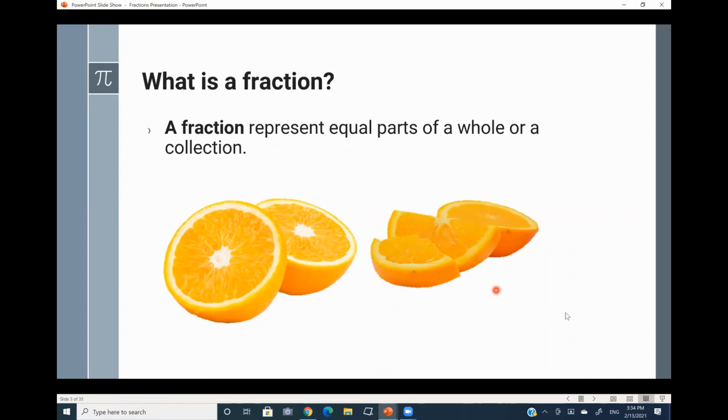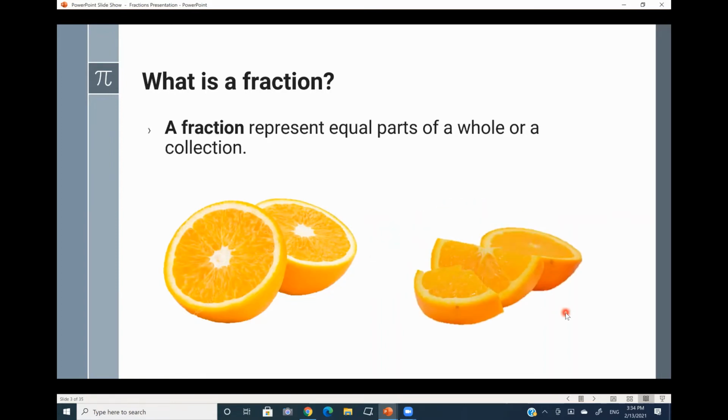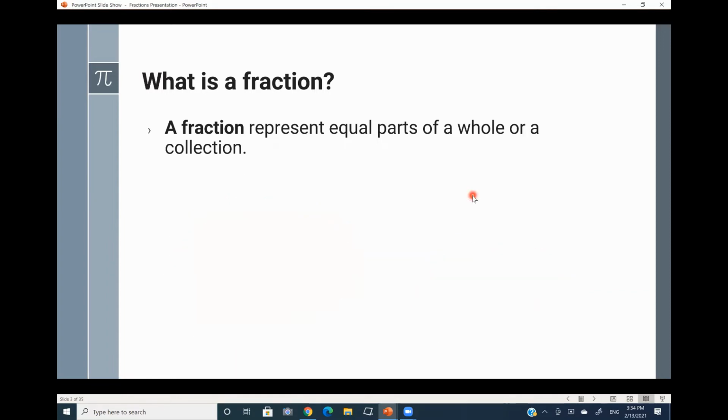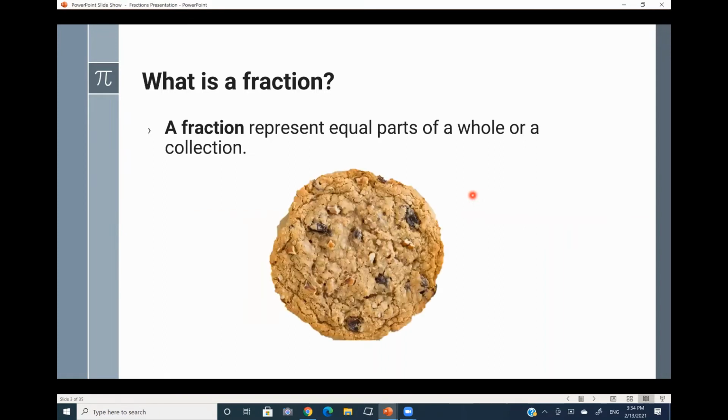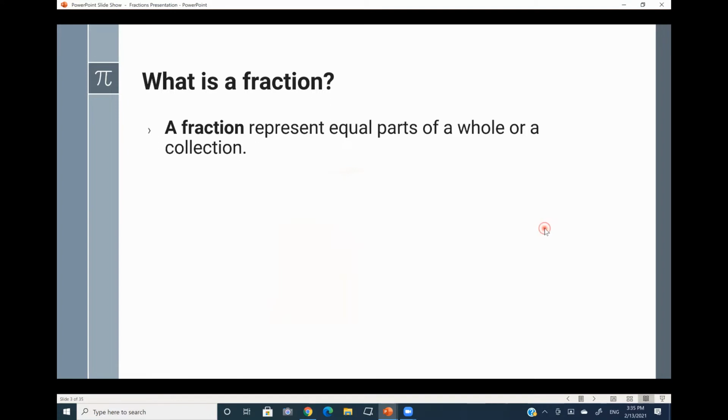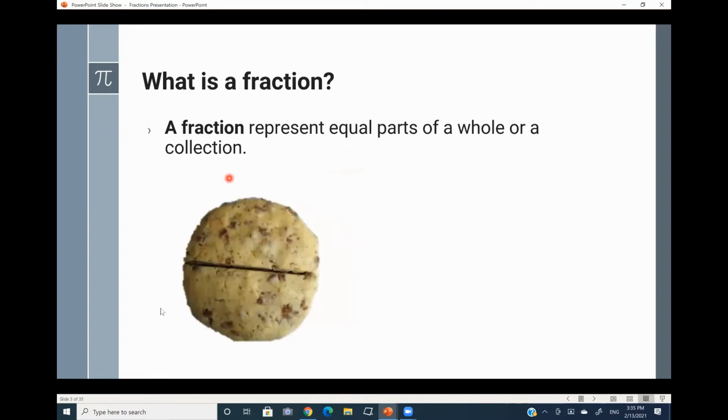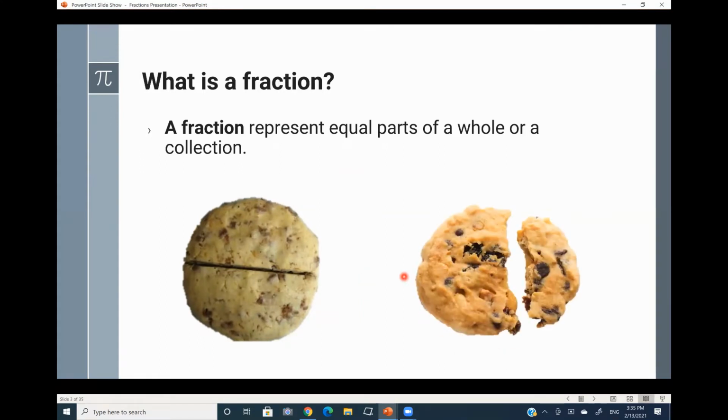In this other case, this orange is not a fraction. I know that because the pieces are different sizes and even different shapes. So this is not a fraction. The same will happen with any whole that we have. For example, this cookie, same case. If we want to share it, we have to make sure that the two parts are equal in size, so this is a fair share. If the cookie is not split in two equal pieces, this will not be a fraction.